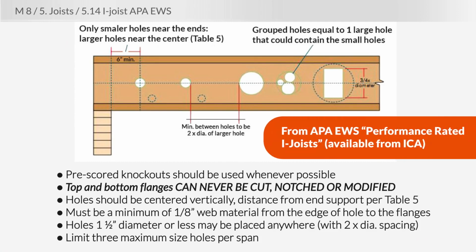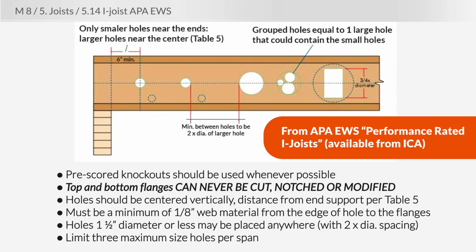This diagram is taken from APA EWS, Performance Rated I-joists. That's available in the reference library on the ICA website, and I strongly recommend that you download it and look it over. It is, I want to say, something like 20 pages. APA, by the way, is the American Plywood Association, so this guide is the Bible for what you can and cannot do with an I-joist. I'm just going to give you the highlights right here.